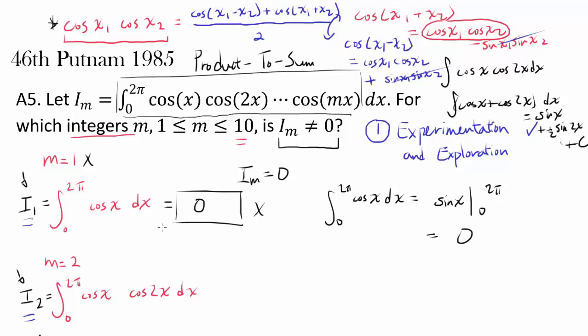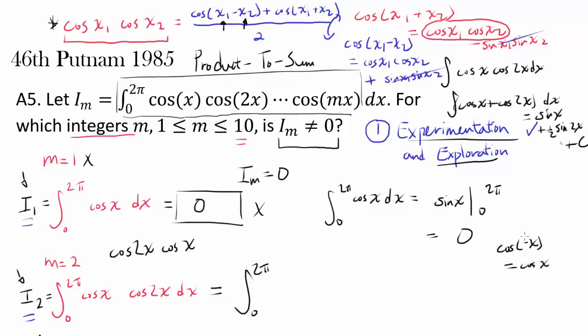So using this product to sum, let's try to evaluate I sub 2. Let's try to explore and experiment with I sub 2. So we have the integral from 0 to 2 pi, and obviously we want to use the product to sum. So we have cosine of 2x times cosine of x. I write it like this since we have x1 minus x2, just to avoid negative signs. Although it's always good to point out cosine of negative x is equal to cosine of x. So even if we have a negative sign, we can just change it to positive right away.